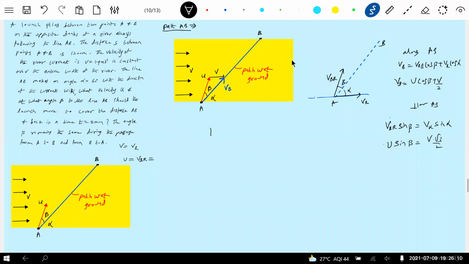So let's get into the time taken to move from A to B. That should be equal to AB by VB. What is VB? U cos beta plus V by 2. U sin beta we know. U cos beta is needed, so I'll substitute that here. And now similarly, the time taken to move from B to A, for path BA.